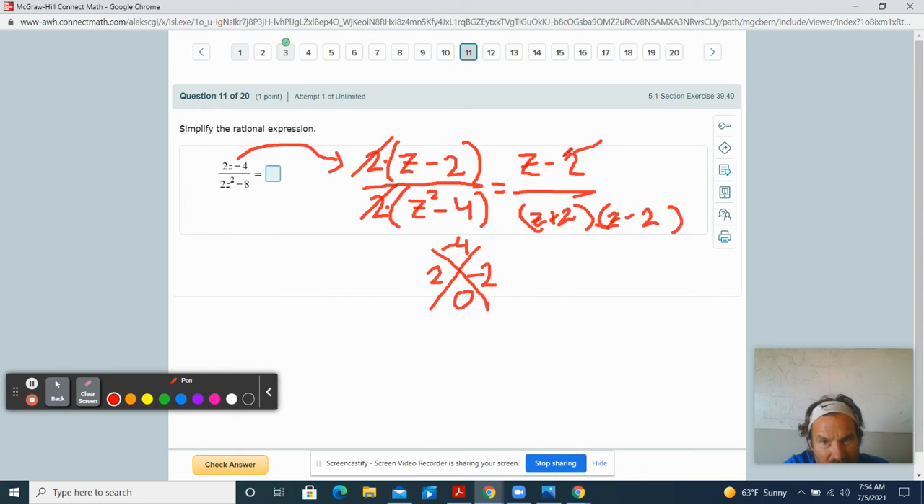Well, see this z minus 2 on top? That cancels with the z minus 2 on the bottom. However, if everything cancels on the top, you can't just leave it blank. You have to put a 1 on the top. So it's going to be 1 over z plus 2. 1 over z plus 2 would be your final answer here.